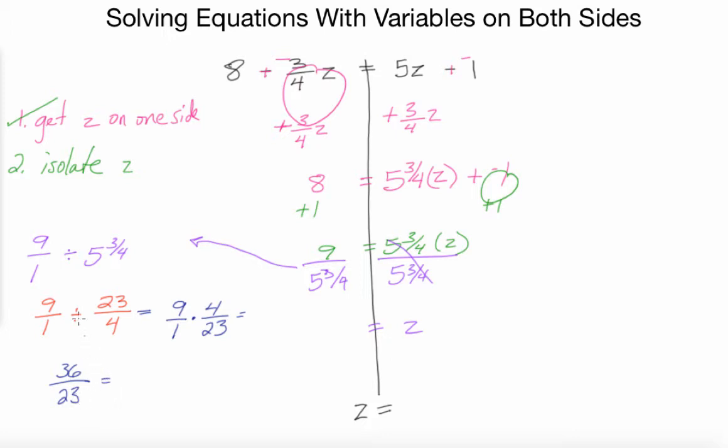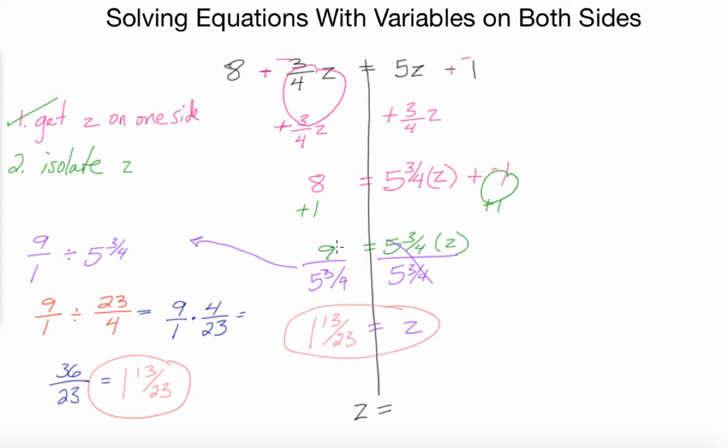I can turn it back into a mixed number. Let me get a new color here. 23 goes into 36 one time with a remainder of 13. So there we go. 9 divided by 5 3/4 is 1 13/23. So that is my solution.